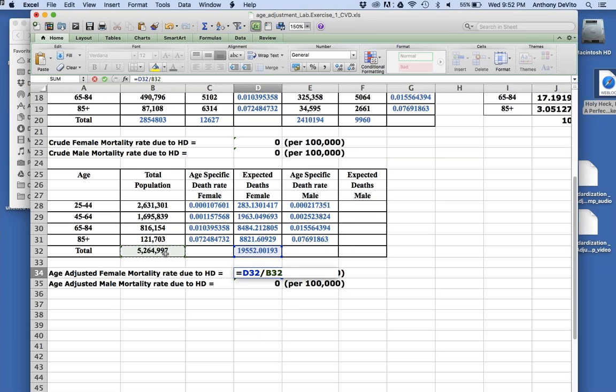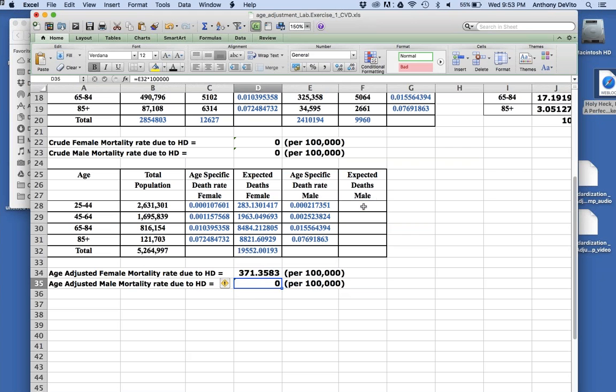Okay, and then now I'm going to put it into parentheses this time, and I'm going to take that number and multiply it by 100,000. So that I'll get a death rate, instead of a fraction, a proportion, I'll get a death rate per 100,000. So women in this population, if the true population of women were this distribution, would be dying at the rate of 371 women per 100,000 population.